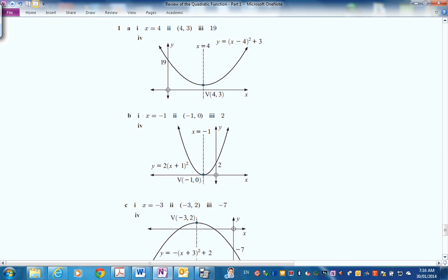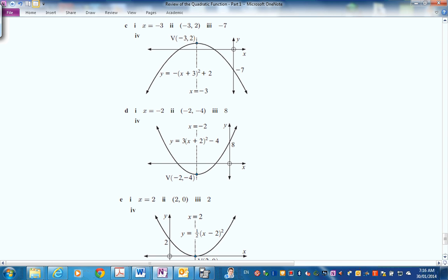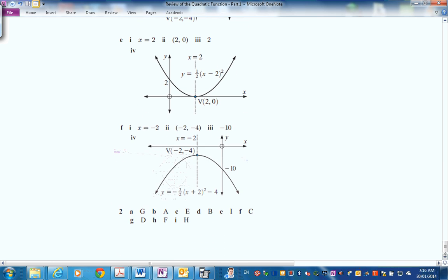Okay, 1A, B, can't quite see C. Do C and D. E and F and part 2, they're all there. So that's it for part 1. There's a few more parts coming up to review the quadratic function, an important function.